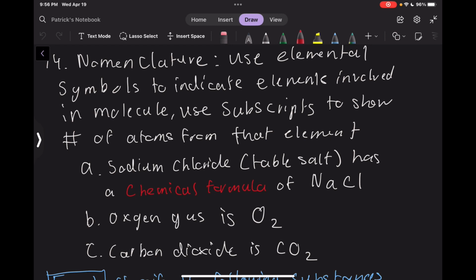Sodium chloride, for instance, is represented by combining the element symbol for sodium, or Na, with the element symbol for chlorine, or Cl. Because a single molecule of sodium chloride only contains 1 atom of sodium and 1 atom of chlorine, we don't need any subscripts in this case. Instead, we simply squish these 2 element symbols together and write the abbreviation NaCl to represent sodium chloride, also known as table salt.